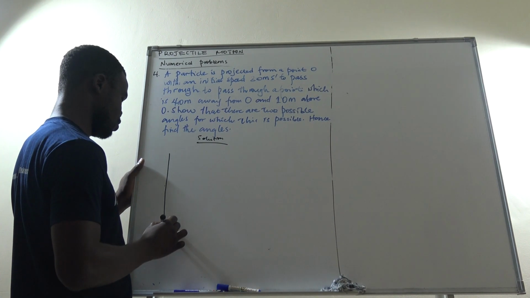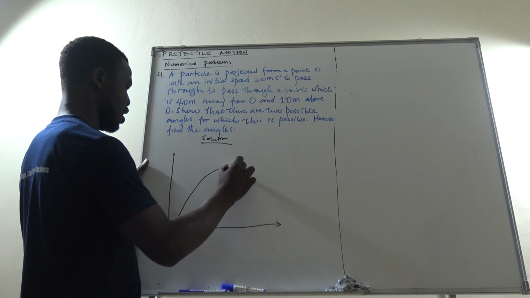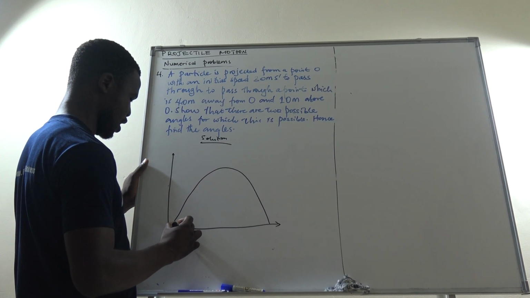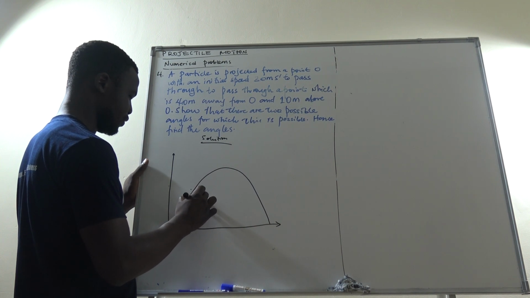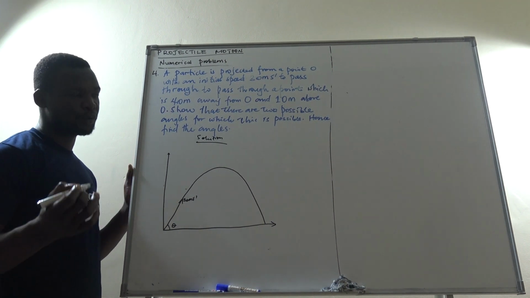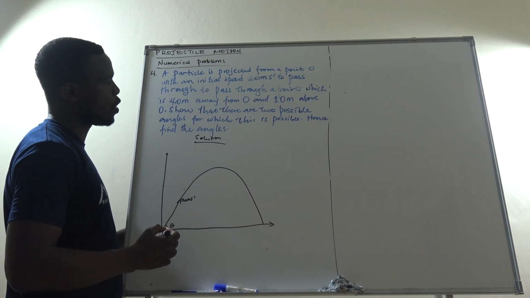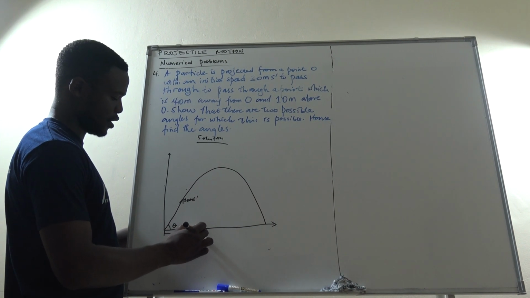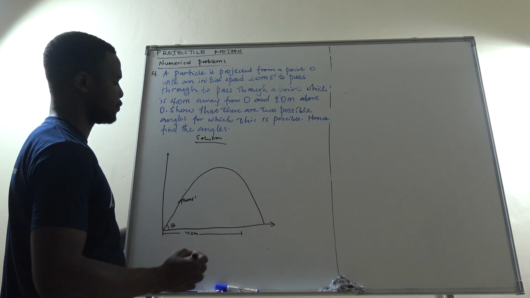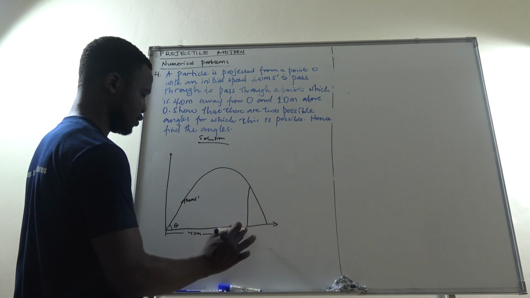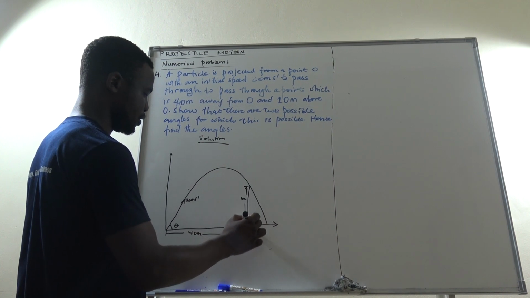Now, I said the first thing we must do is sketch. If this is our projectile and this is our angle of projection, this projectile is moving with an initial speed of 30 meters per second according to the question, and then they are saying that it passes through a point which is 40 meters away from O. So assuming this is our 40 meters, up to there, and 10 meters above that, around here we have 10 meters. This is the height.